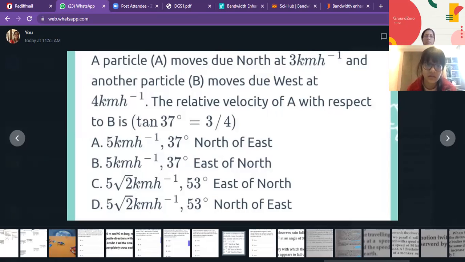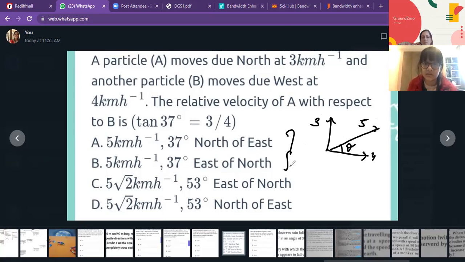Option A. Yeah. So how did you do this one? We have to find the relative velocity of A with respect to B. So the direction of B will get reversed from west to east. So it is a right angle. This is 3 kilometer and this way will be the 4, right? So the resultant is obviously 5. And the angle theta, tan theta is equal to 3 upon 4, which is 37 degrees. Yes.